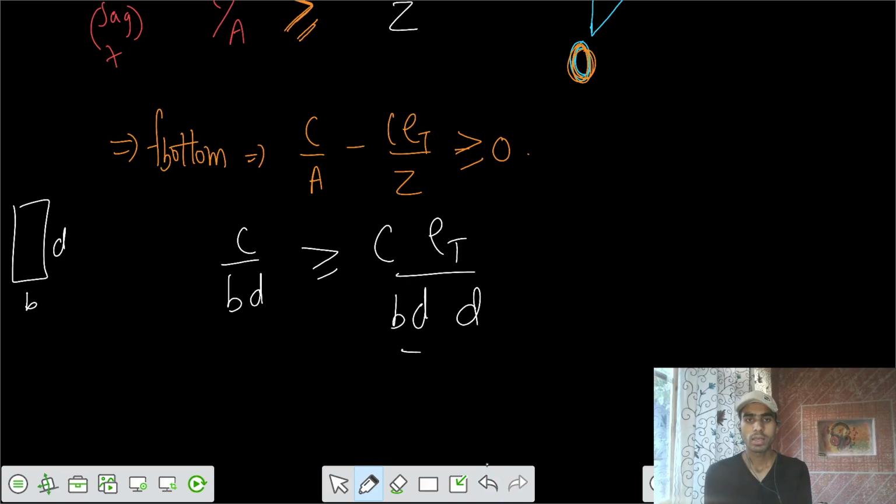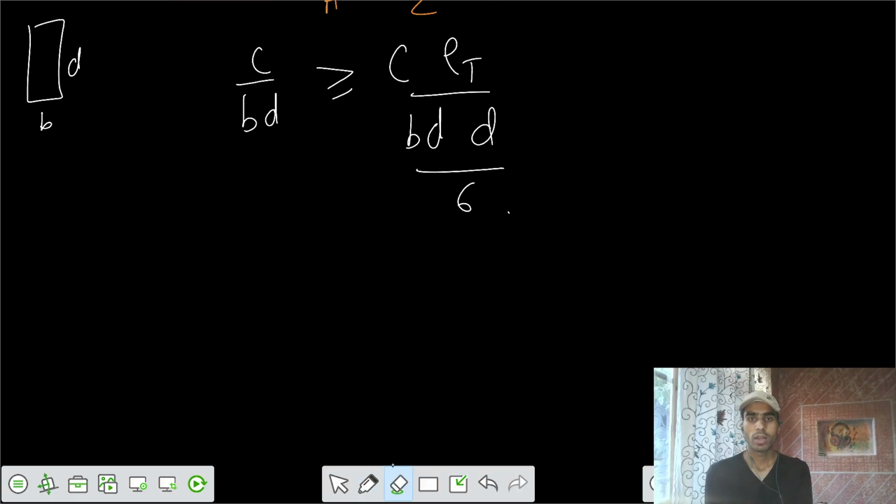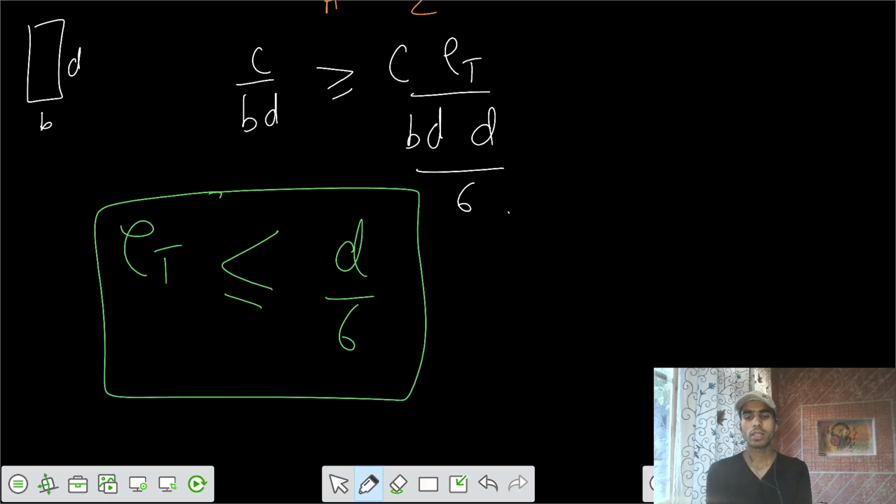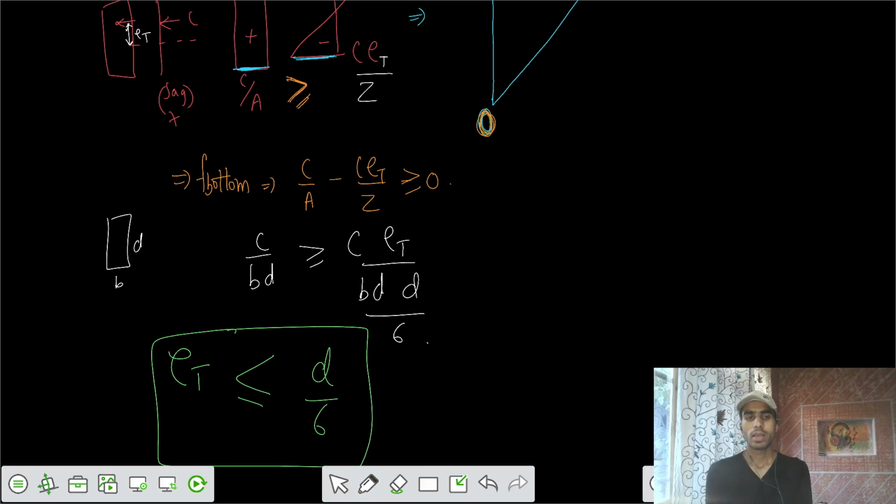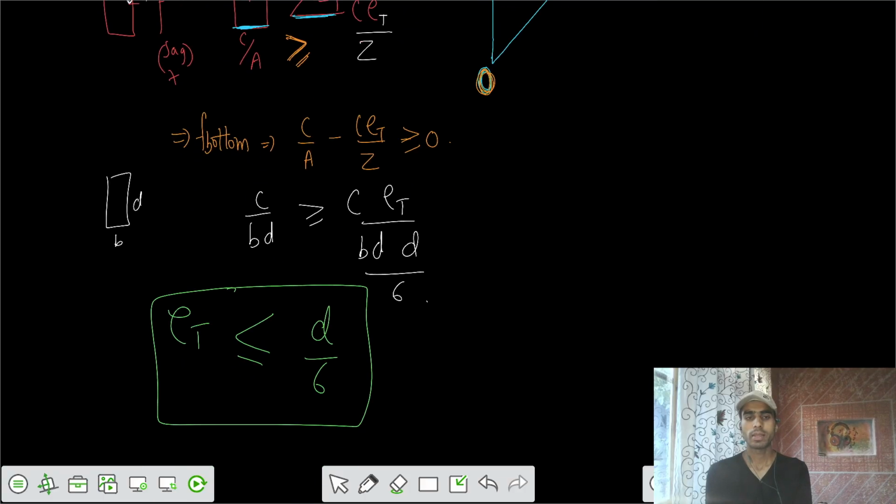So this is the condition on the eccentricity, E top. I can say E top should be less than or equal to D by 6. Is it D by 6? So it should be less than or equal to D by 6. ET should be less than or equal to D by 6.